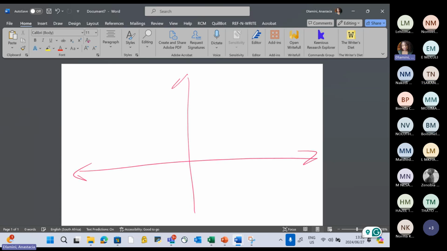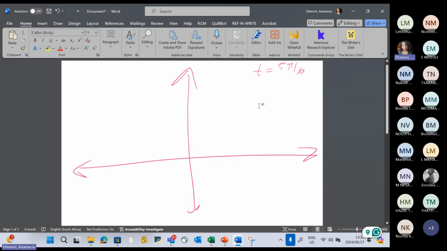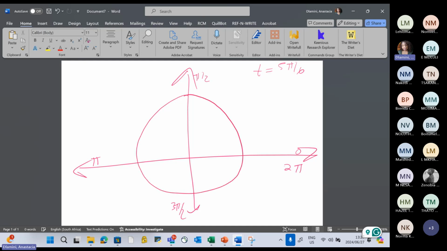What are we looking for? We're looking for pi over what? The reference number for 5 pi over 6. So we want to find the reference number. Now remember, it's 0, pi over 2, pi. Now I'm no longer using degrees. 3 pi over 2 and 2 pi. Do you remember that one? And then we had our unit circle like this.